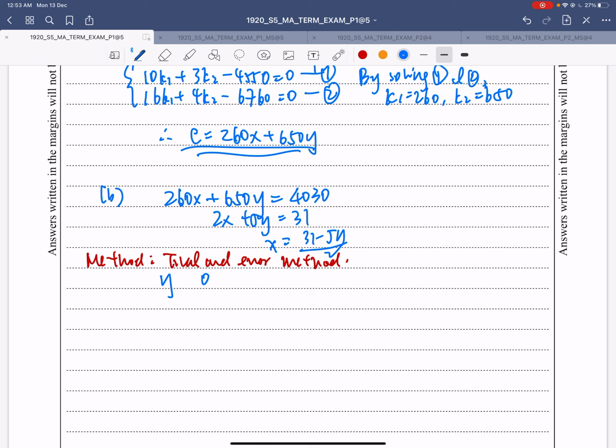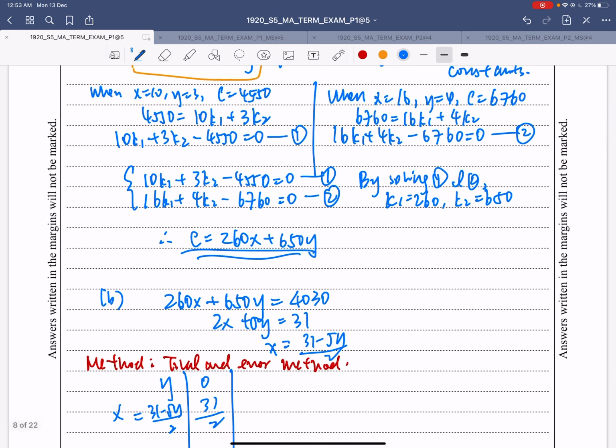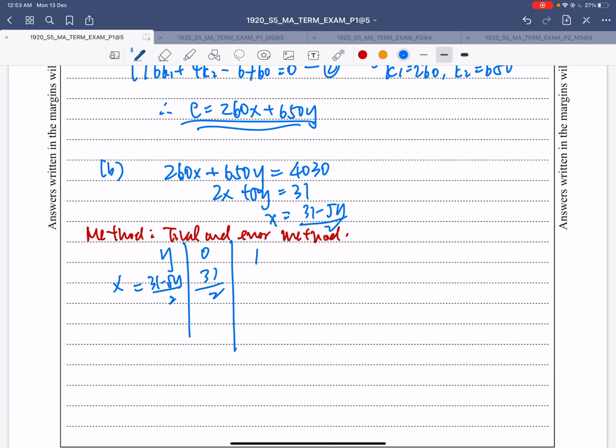So y is 0. When y is 0, what will be the value of x? It will be 31/2, which is impossible because the number of participants cannot be a fraction. The number of participants and the number of instructors must be integers. So continue. When y equals 1, x equals 13. This is possible, so we can mark it down.